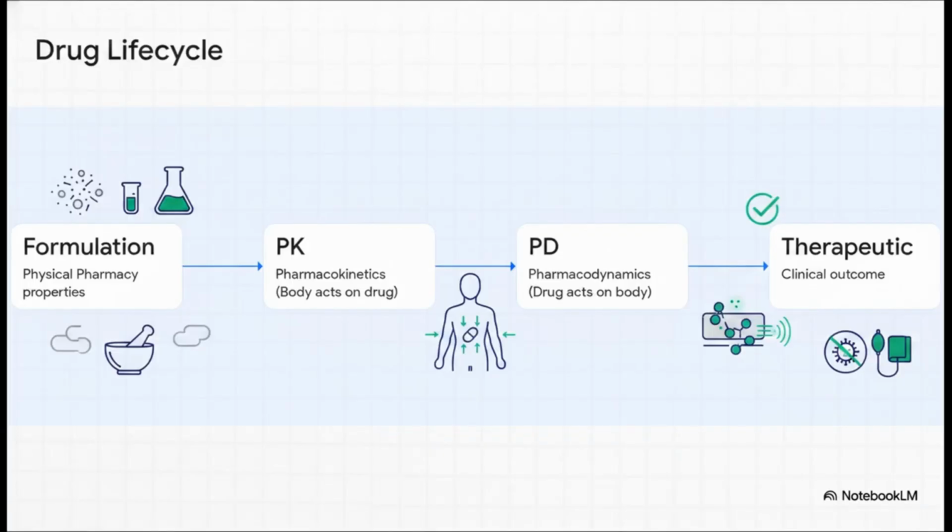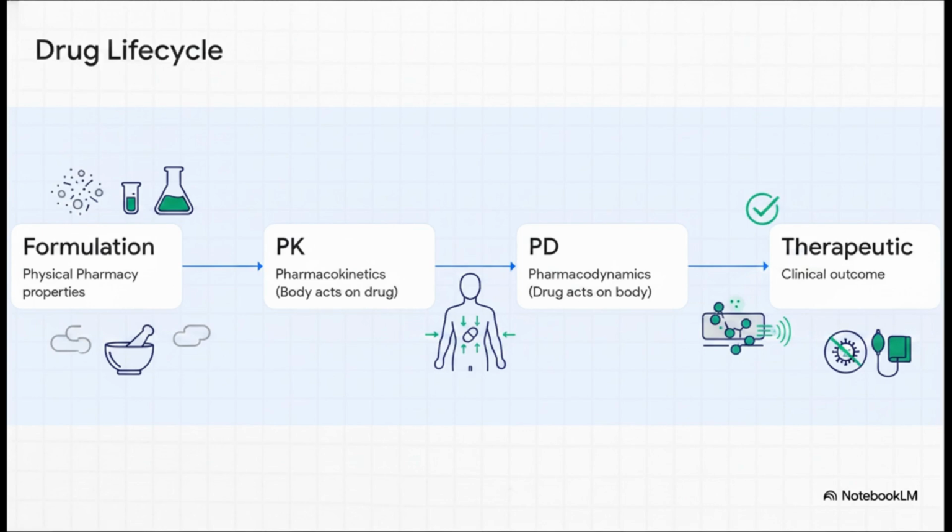So how does microscopic physics actually translate into healing a human being? This is the entire life cycle of a drug. Step 1 is formulation, which is physical pharmacy. This is where we study the solubility, the particle size, and the physical stability of the drug. Then, step 2 is pharmacokinetics, or PK. Once the patient actually swallows that tablet, the body takes over. Next is step 3, pharmacodynamics, or PD. This is when the drug has reached its target and is now binding to receptors to create an effect.